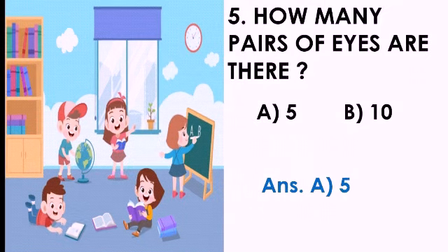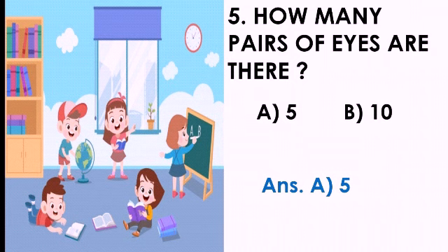Look at the fifth question. In the fifth question, what is written? How many pairs of eyes are there in the picture? Option A 5, option B 10. See, what does pair mean? A pair means two things, like a pair of shoes. That means two shoes. So a pair of eyes means two eyes.